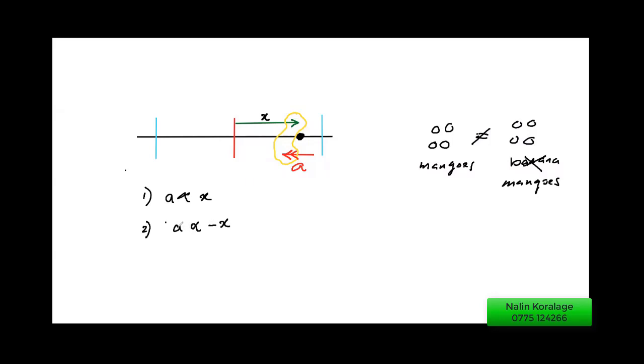Acceleration rightwards, displacement leftwards. With the minus sign, the direction of the acceleration comes rightwards. Next let's consider this situation. Then here the acceleration a, the direction is towards left.